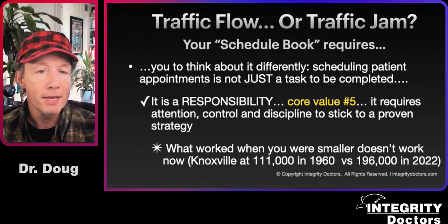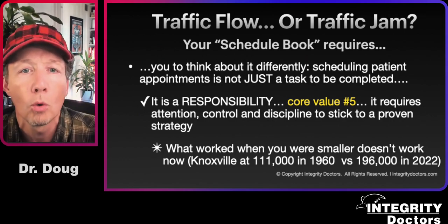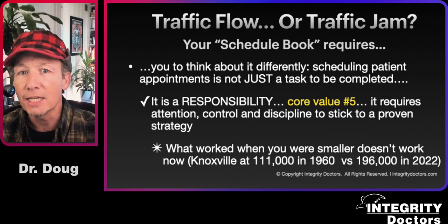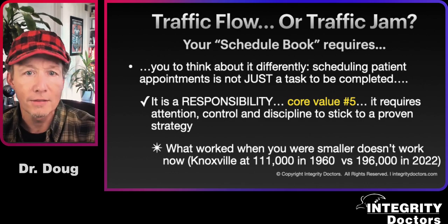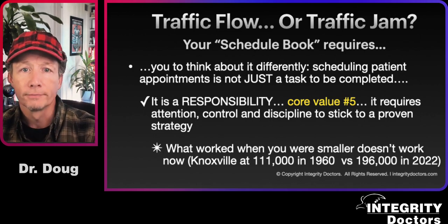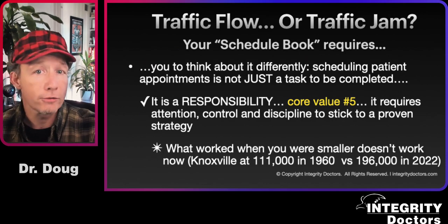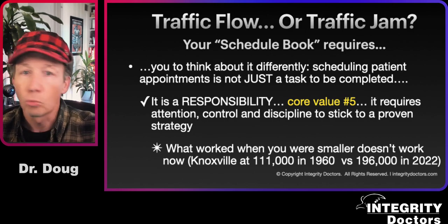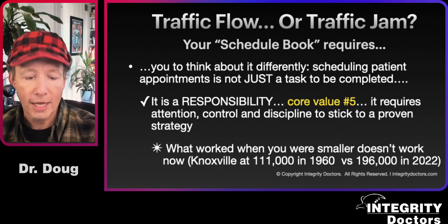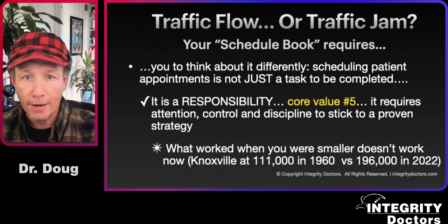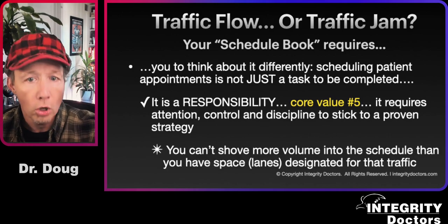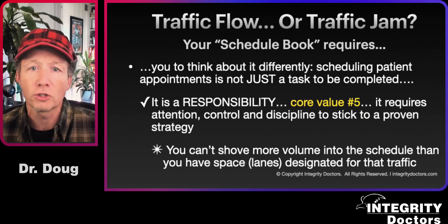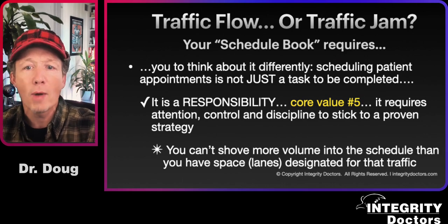Now, here's the deal, you guys. As many of you have grown over the years, we've got to recognize that what worked when you were smaller doesn't work now. Kind of like Knoxville. Back in 1960, when those interstates I was talking about were first built coming into the city, Knoxville was a town of about 100,000. Well, now in 2022, they're just shy of 200,000. They've doubled in size. The roadways from the 1960s don't work anymore. I wonder how many of you have traffic flow patterns or structures in your schedule book that don't work anymore. See, you can't shove more volume into a schedule than you have space for, just like you can't shove more traffic onto roadways than you have lanes for.